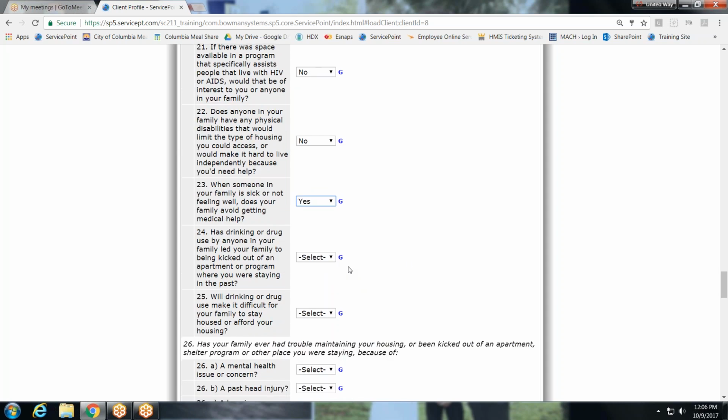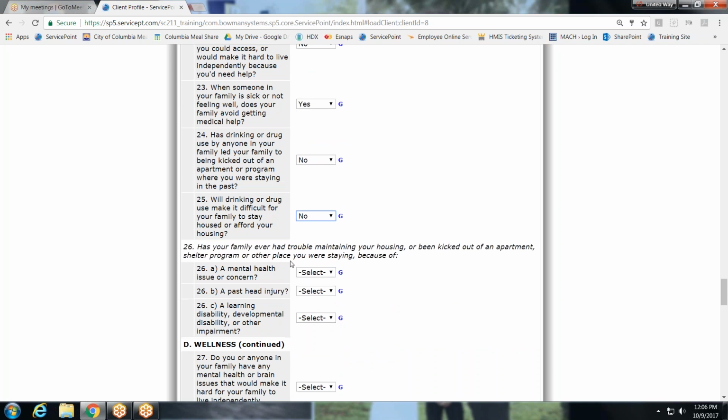Has drinking or drug use by anyone in your family led your family to being kicked out of an apartment or program where they were staying in the past? No. Will drinking or drug use make it difficult for your family to stay housed or afford your housing? No. Has your family ever had trouble maintaining your housing or been kicked out of an apartment, shelter program, or other place you were staying because of a mental health issue or concern? Yes.